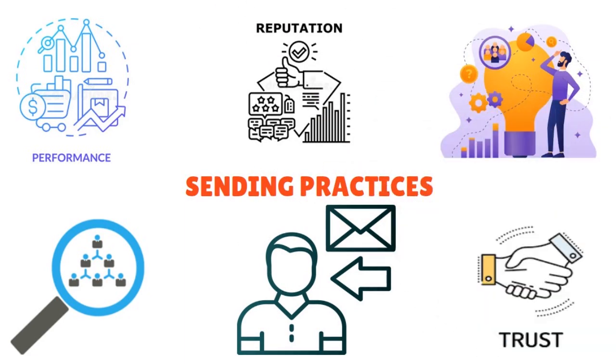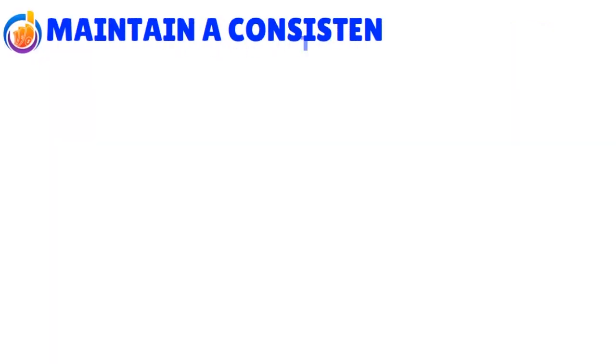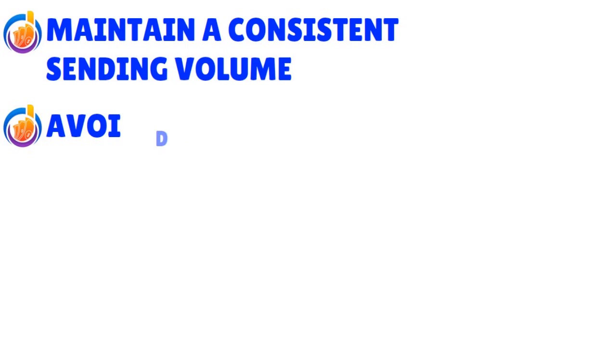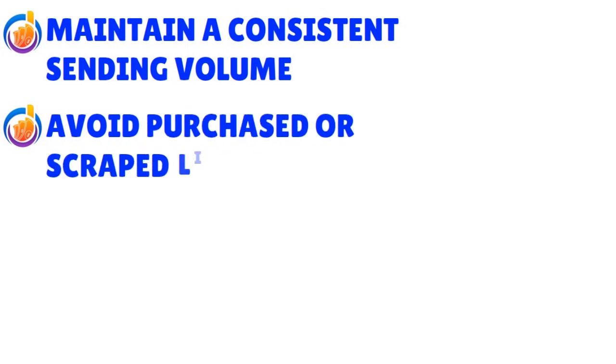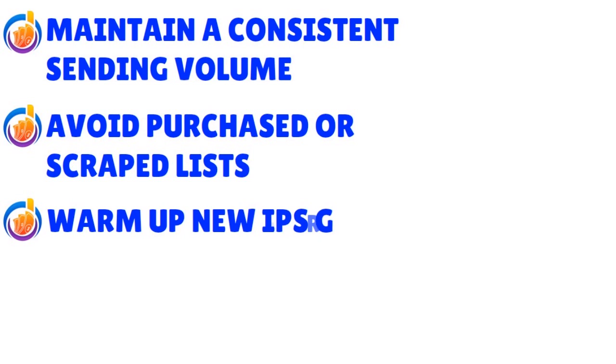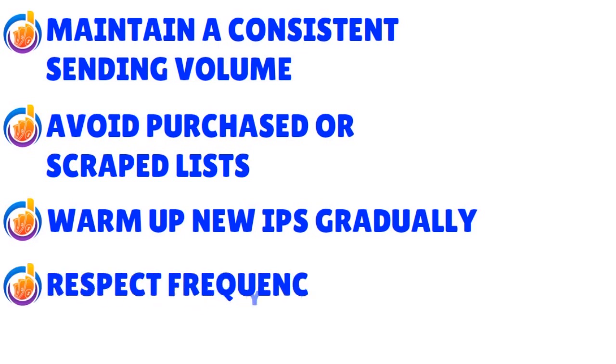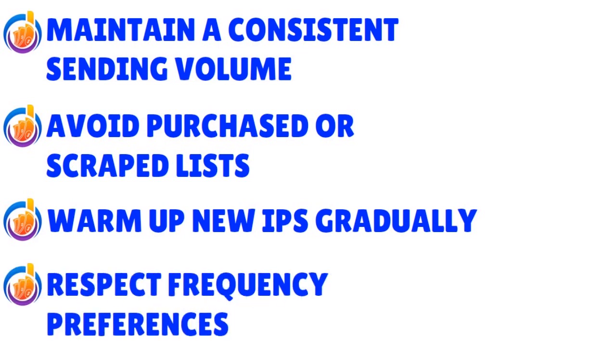So there are some ways you can refine your email sending practices. You want to maintain a consistent sending volume. You want to avoid purchased or scraped lists. You want to warm up new IPs gradually. So if you are starting with a new IP address, don't send large volumes of emails immediately. And you also want to respect frequency preferences. Okay, that's important.